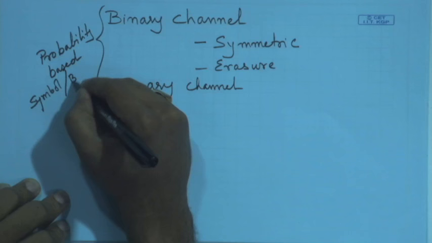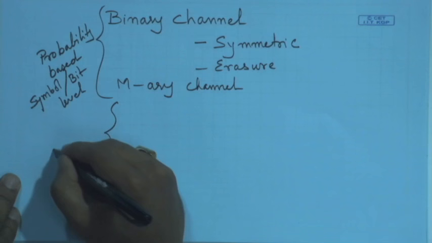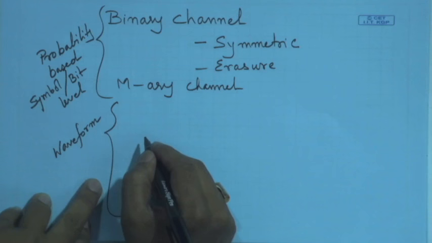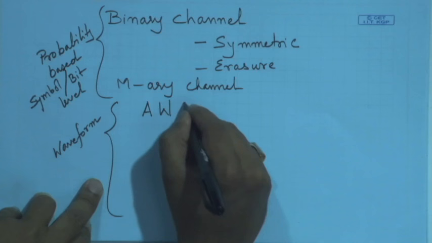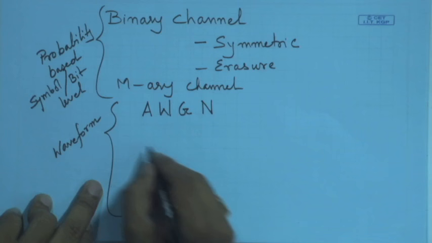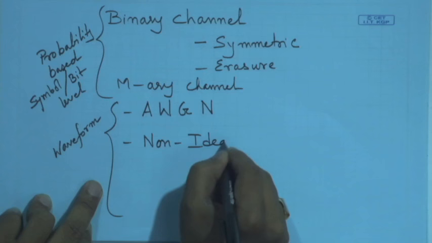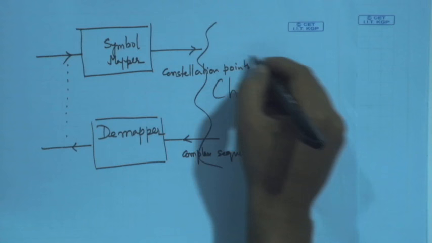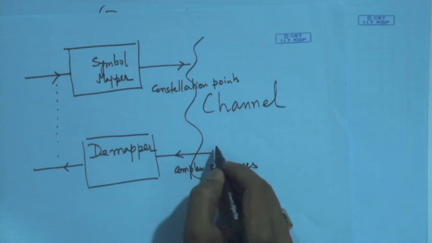whereas the next set of channels are usually the waveform channel, which takes continuous output. One such example of a famous channel is the additive white Gaussian noise channel, which you have come across in studies in digital communications. Then there would be non-ideal channels, as if there is a filter between the transmitter and receiver. So, here is a filter. In case of AWGN, there is addition of noise. In case of non-ideal, there would be some kind of a filter, for example, the telephone line.